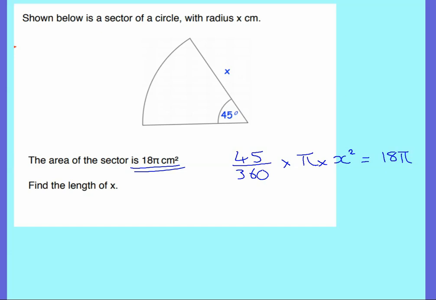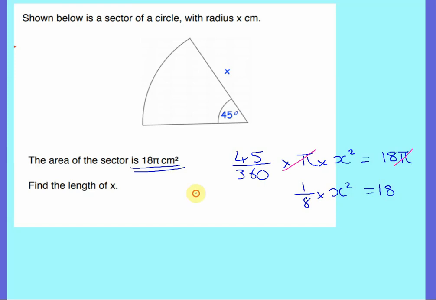So now we have an equation, and all we have to think about is, we need to find what x is. So that needs to be the subject. We need to get rid of all of this, and what we do to one side we do to the other. So the first thing I'm going to do is divide both sides by pi. Pi's are gone. Now 45 over 360 is an eighth. So what we actually have is an eighth of x squared equals 18. You can divide by an eighth, or you can simply times by 8.